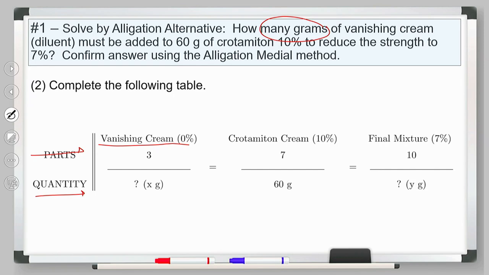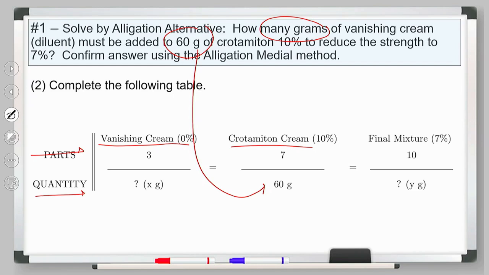Parts over quantity, PQ, parts over quantity. 3 parts over X grams. I do not know how much of that to use. Well, let's move on to the next thing. For the chromaton cream, how many parts? We said 7 from our cross subtraction. We knew there were 7 parts from that. Do we know how much of that cream we're going to be adding? Yes, we're adding 60 grams. So put 7 parts over 60 grams.